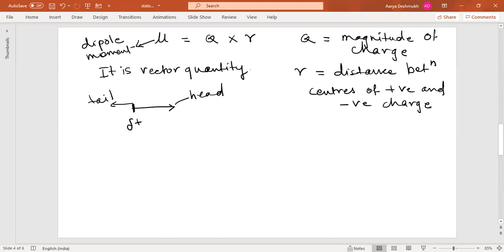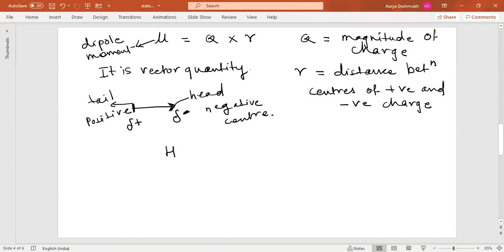Here there is a partial positive charge, that is the dipole which is formed, and a partial negative charge. This arrow always heads towards the partial negative charge. So the tail is the positive center and the head is always the negative center. This is the way polarity of the molecule can be expressed.